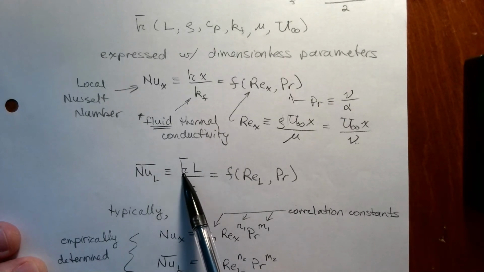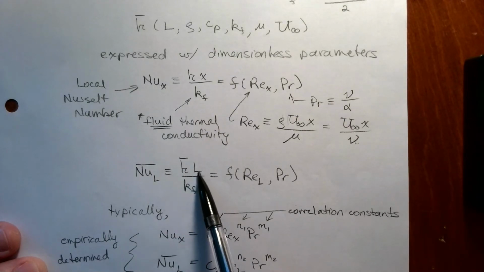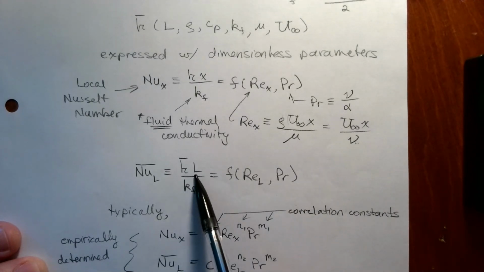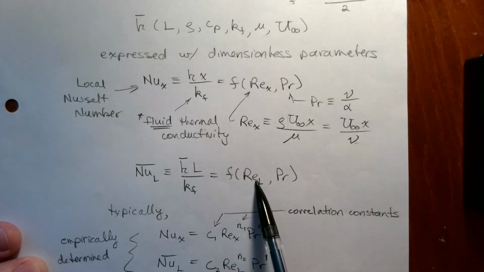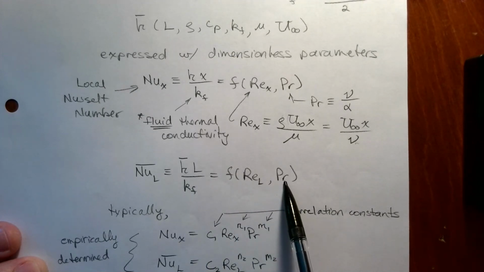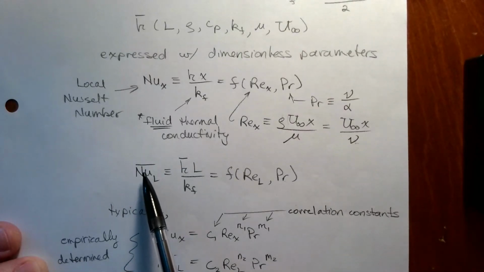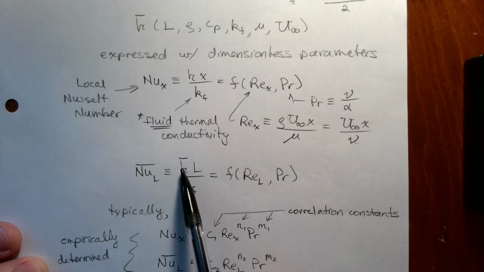I think it makes it clearer that this is an average h over a length L and not a local value at x. It's the average between 0 and x, or between 0 and L. So that's going to depend on the Reynolds number based on L and a Prandtl number. So this, put a little bar over this, Nusselt number, is the dimensionless h bar.